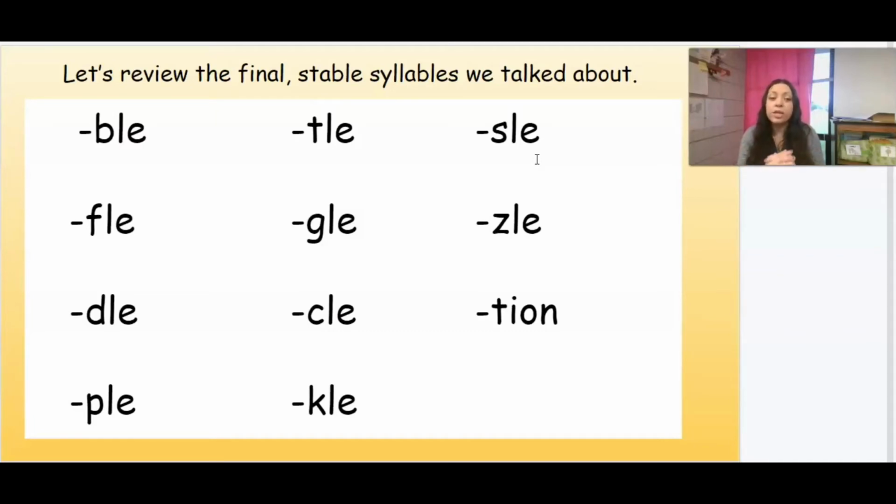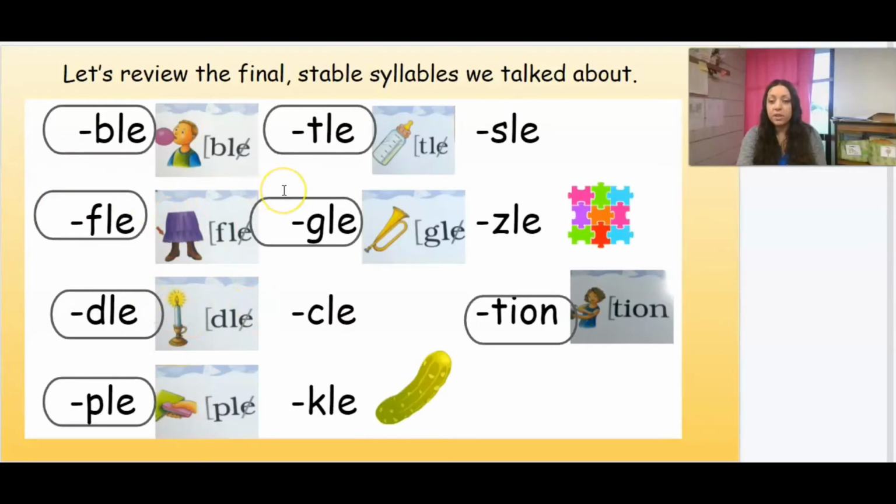And remember, when we code those, we always kind of follow the same one. We bracket them off, and that E is always silent since it's at the end of that final stable syllable. And the only one that we have that's the rule breaker is T-I-O-N, because it makes a different sound. So let's go over all of our final stable syllables, and then we're going to talk about why some of them are circled.